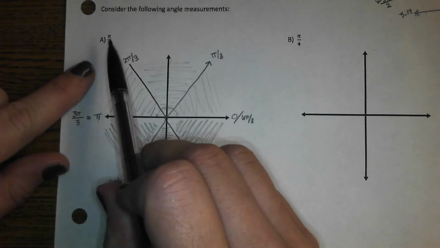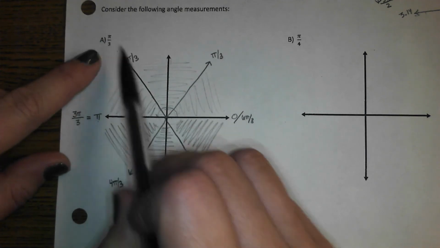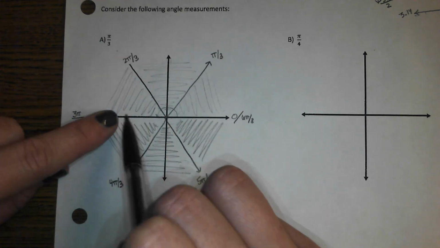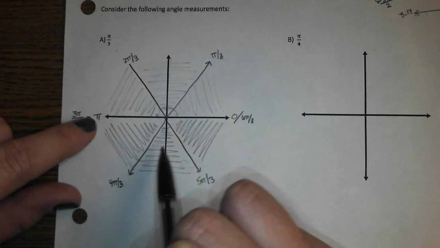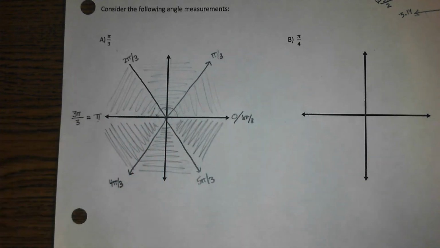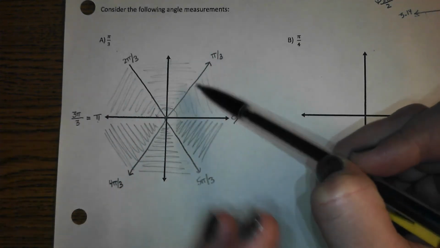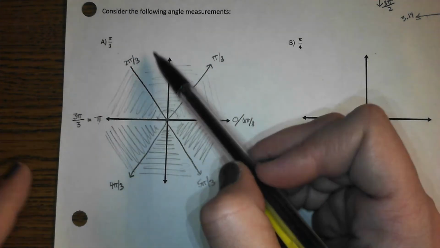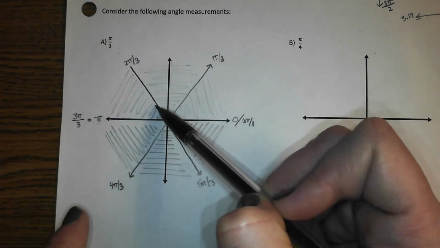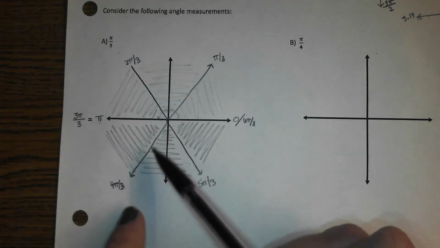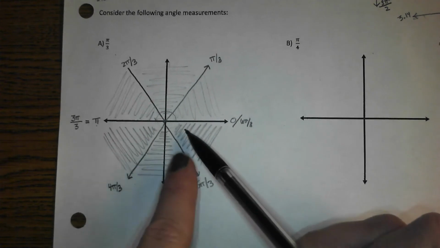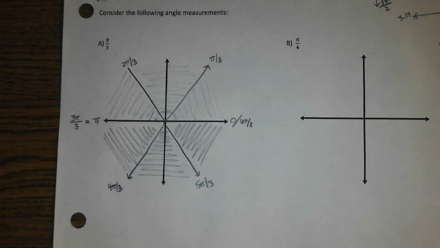So each pi is split into 3 parts, which means a full revolution of 2 pi is split into 6 parts. So your first quadrant family member is pi over 3. Your second quadrant family member is the 2 pi over 3 angle. Your third quadrant is a 4 pi over 3 angle, and your fourth quadrant is a 5 pi over 3 angle. And guess what? Each one of those angles has the same reference angle.